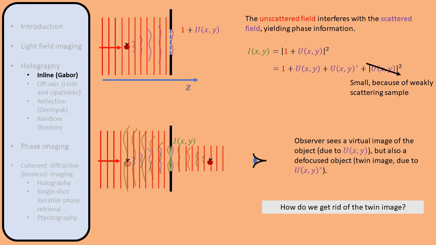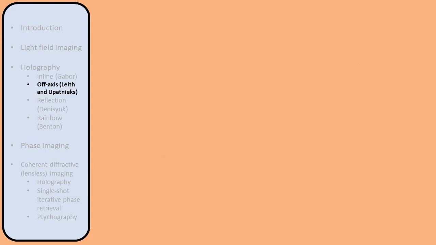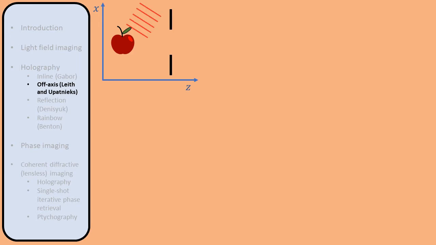The solution lies in a technique called off-axis holography. Again, we have an object that we illuminate with coherent light, so that a complex valued scattered field is generated in the window plane, and we want to reproduce this field with a hologram. To do this, we let the field interfere with a plane wave at a certain angle, that is, an off-axis reference plane wave.